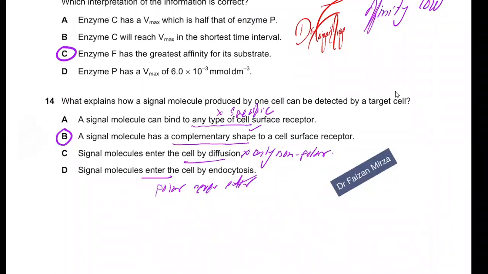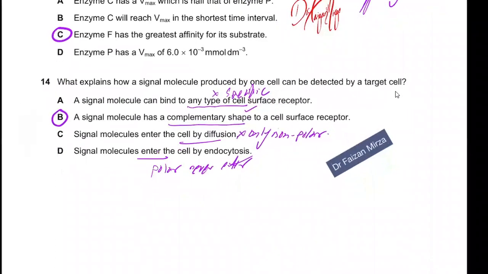Okay, so coming to question 14, what explains how a signaling molecule produced by one cell can be detected by a target cell? So we know that when a cell signaling molecule is being produced, the molecule will always have a shape complementary to its receptor. So it can bind to any type of cell? No, it cannot bind to any type. There are no universal signaling molecules as such. Signaling molecules will have a complementary shape to the cell receptor.